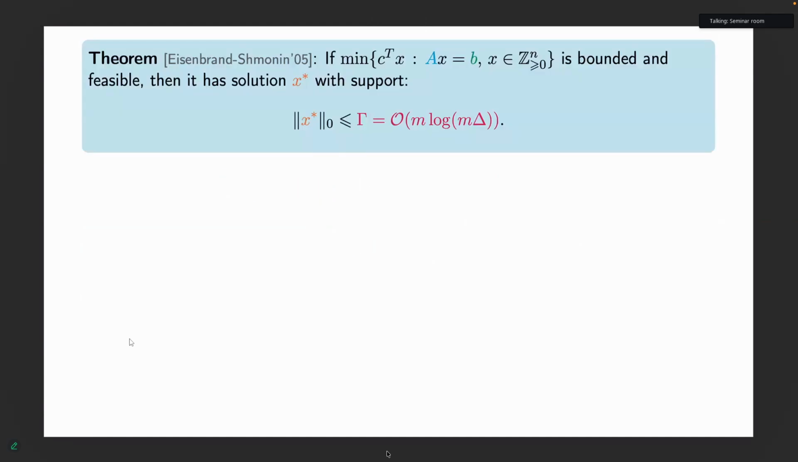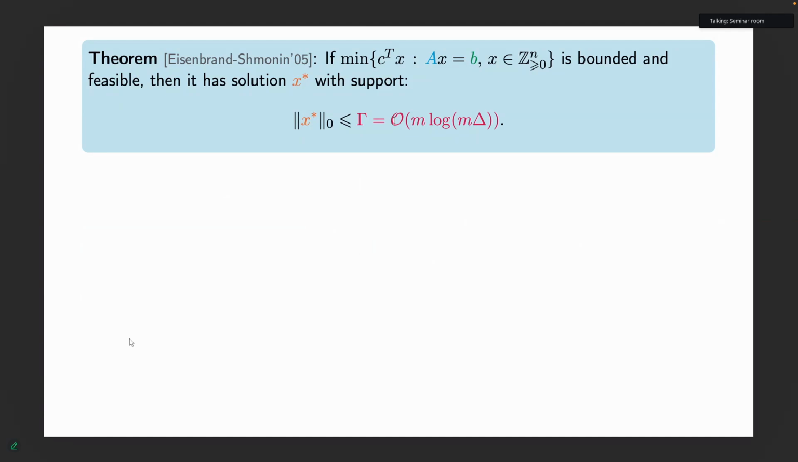So there is the following theorem. Imagine you have the ILP. I mean, the ILP is bounded in this case, so the variables are not exploding into infinity. It could be that x is infinite, and we need to assume it's somehow bounded because you have to return the solution, and it is feasible. So there is a solution. Then there is a very nice solution that has a very small support. The number of non-zero entries of this solution is bounded by m, which is the number of constraints, times roughly log delta.